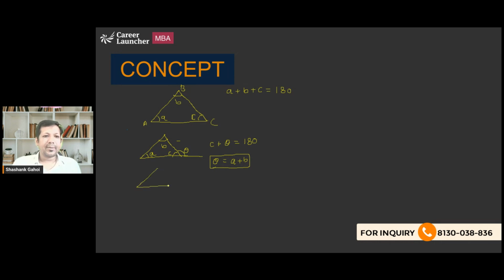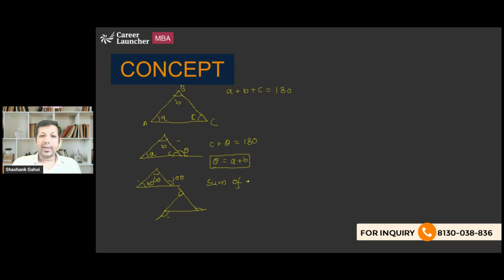So let me take an example. For example, if this angle is 40, this angle is 60. So what is the value of this angle? This is definitely going to be 100 only, because that is equal to the sum of two opposite angles. So these are the angles in triangles. Now we are going to have three external angles in a triangle. One is going to be this, second one is going to be this, third one is going to be this. And the sum of external angles is always equal to 360 degrees.